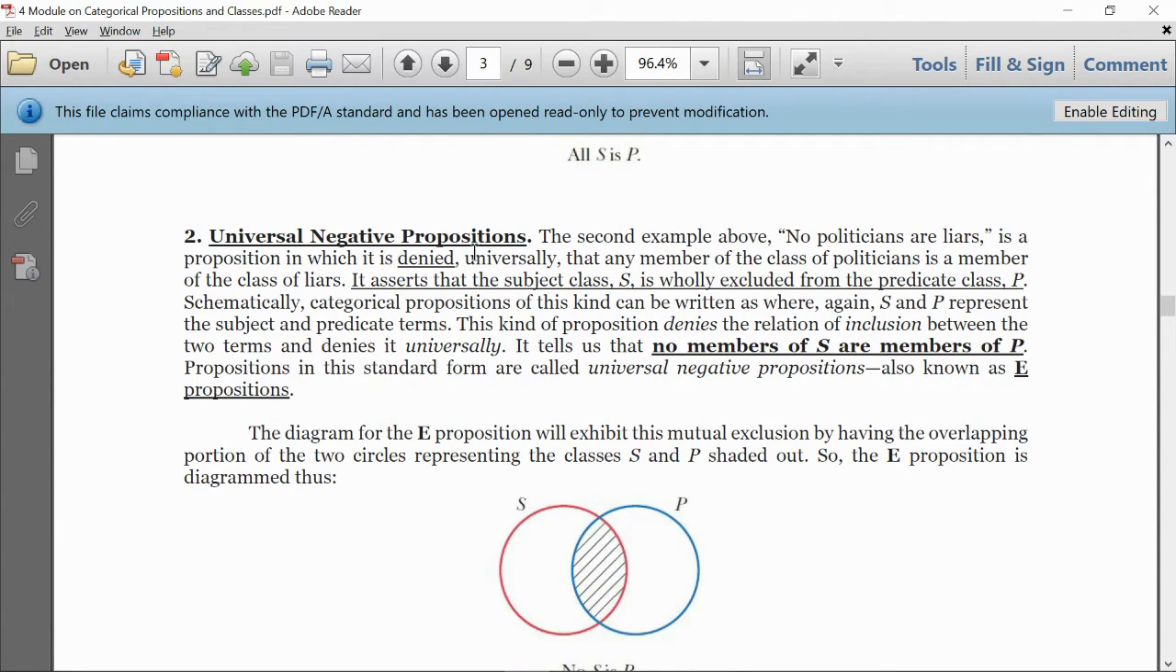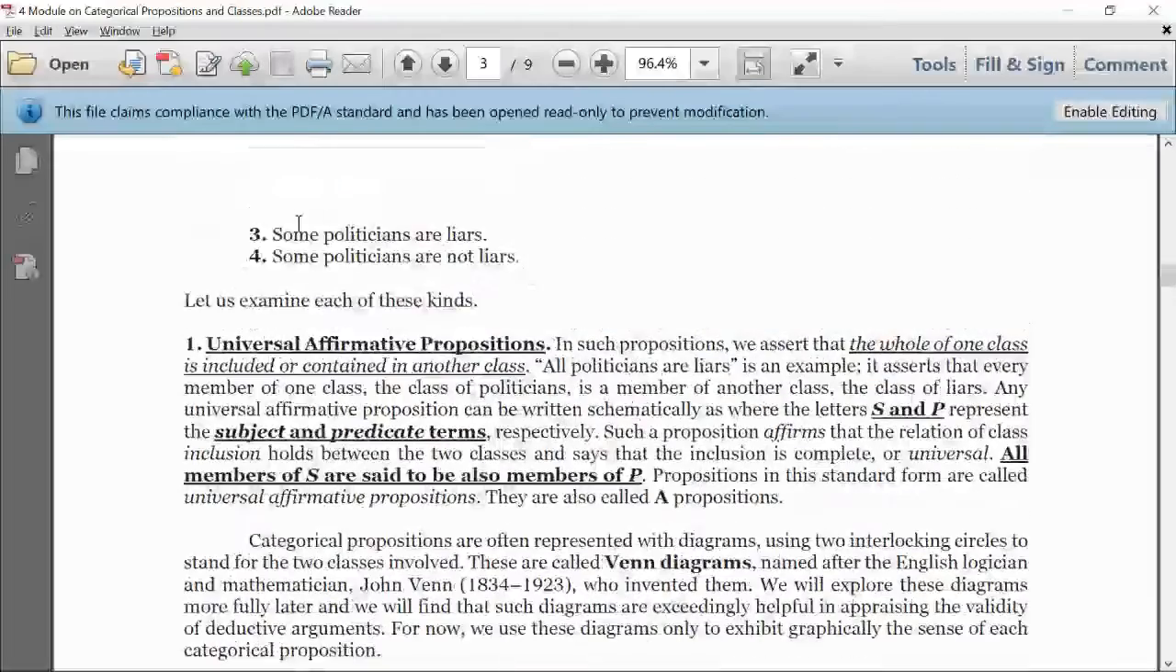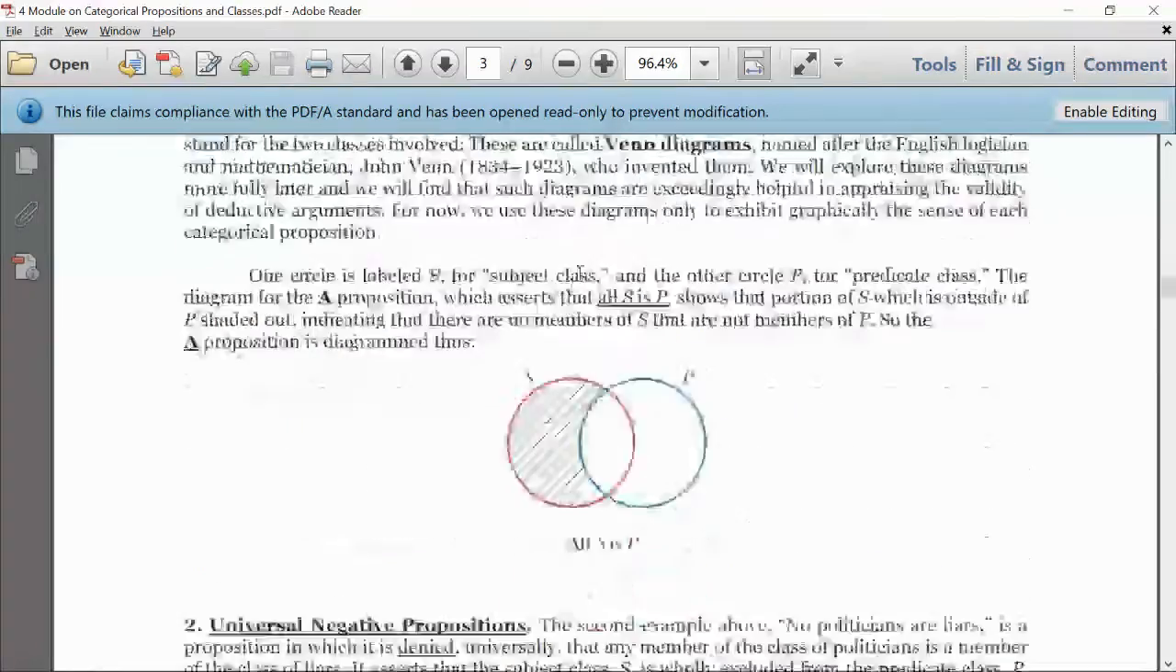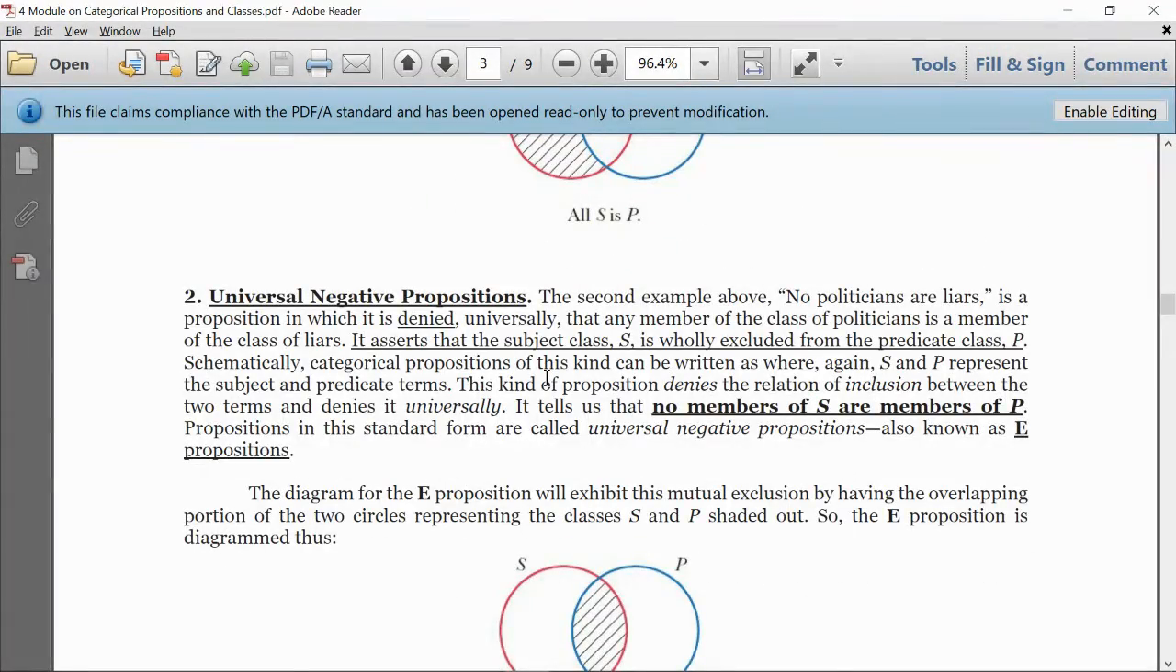Next, we have universal negative propositions. The second example above, no politicians are liars, is a proposition in which it is denied universally that any member of the class of politicians is a member of the class of liars. In other words, there's no politician that is a liar. So it asserts that the subject class S is fully excluded from the predicate class P.